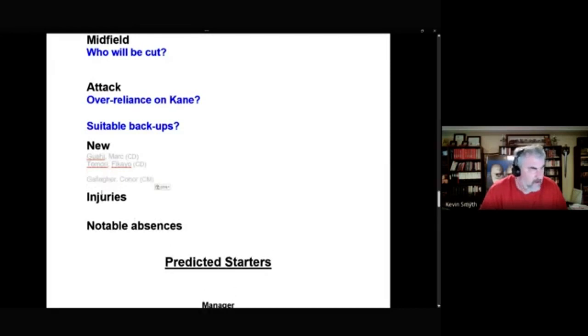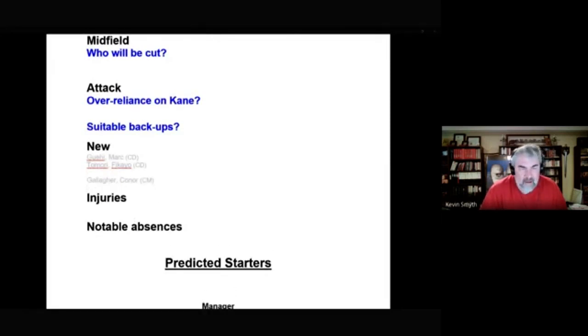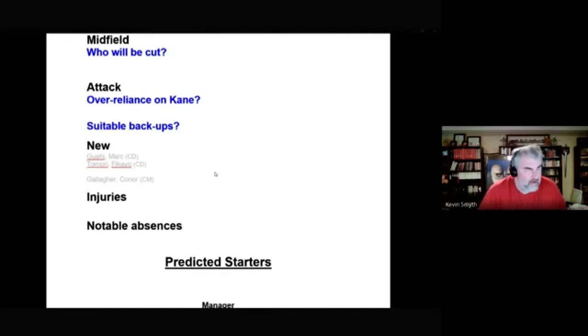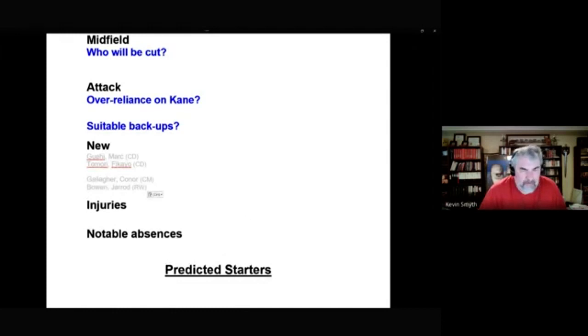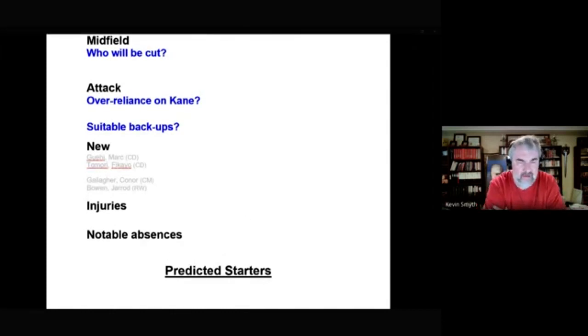Midfielders, we have Conor Gallagher, who is 22 years old and has played 4 games. He's with Chelsea in England. Jarrod Bowen also has 4 caps. He's not young, actually. He's 26 years old, but he's pretty new to the team and had a good season with West Ham.